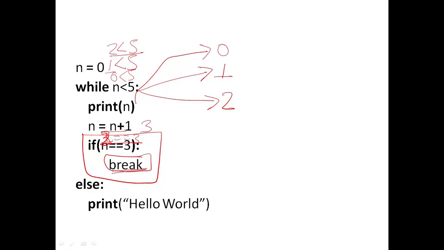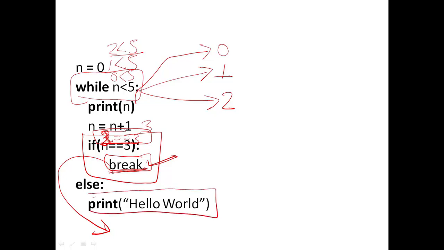In this case 3 equals 3, this condition becomes true, and now we will execute the break statement. What does the break statement do? It breaks the flow of control, that means it takes the control outside of the while loop. So we will come out of the while loop. We have not terminated the while loop normally, the control has been taken out by the break keyword. So the else part is not going to be executed. The output of this complete code will be 0, 1 and 2.